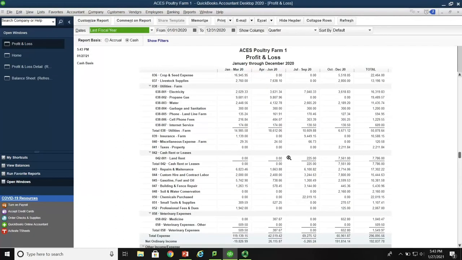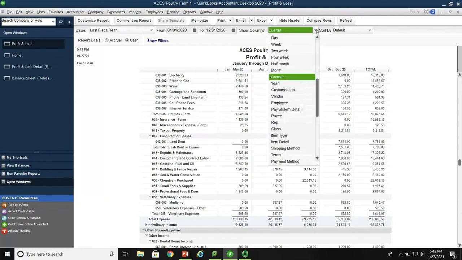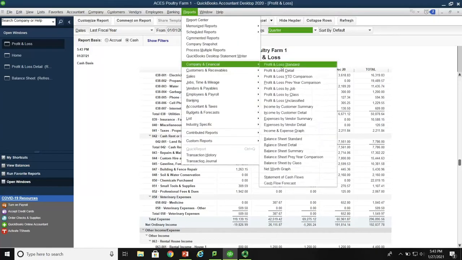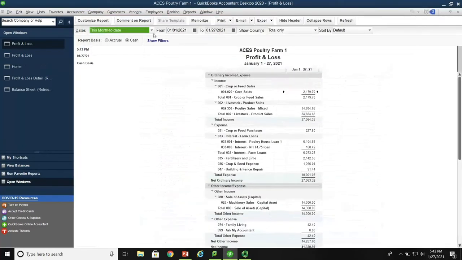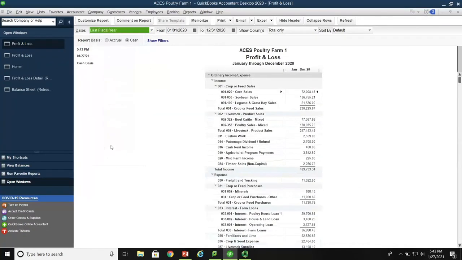There you have the profit and loss report by enterprise. Lastly, let's take a look at the profit and loss report standard for last year total. I want to talk just a little bit about tracking numbers.